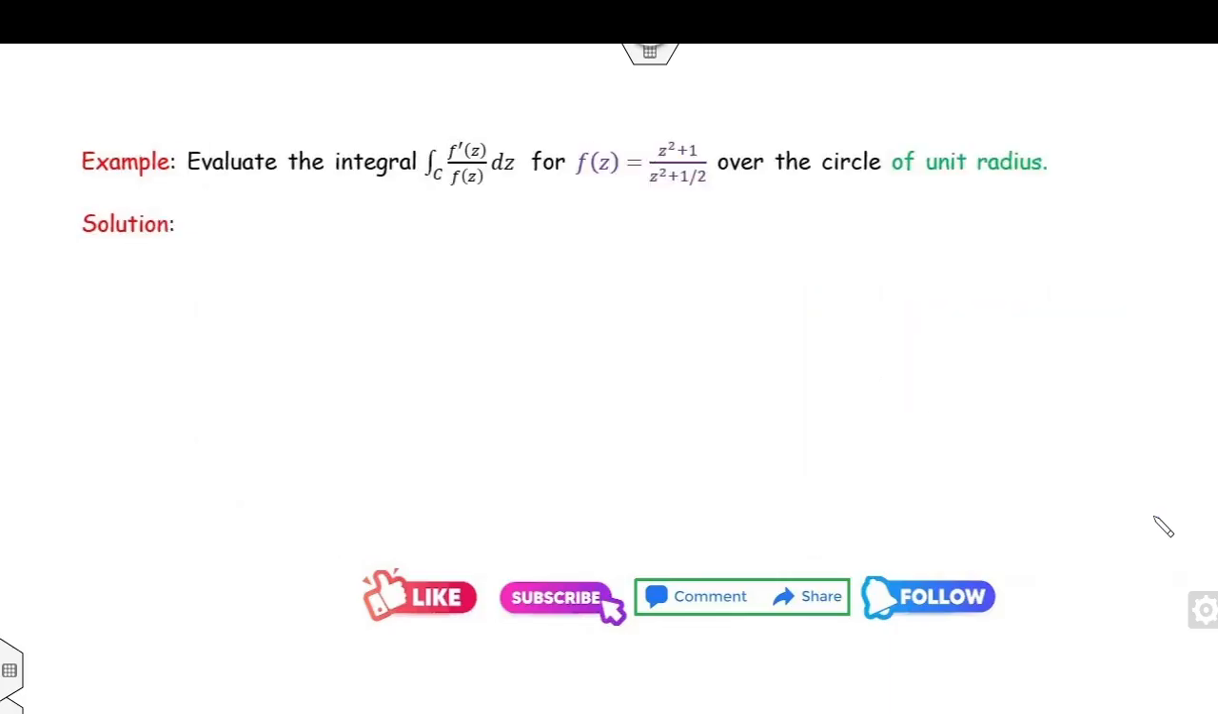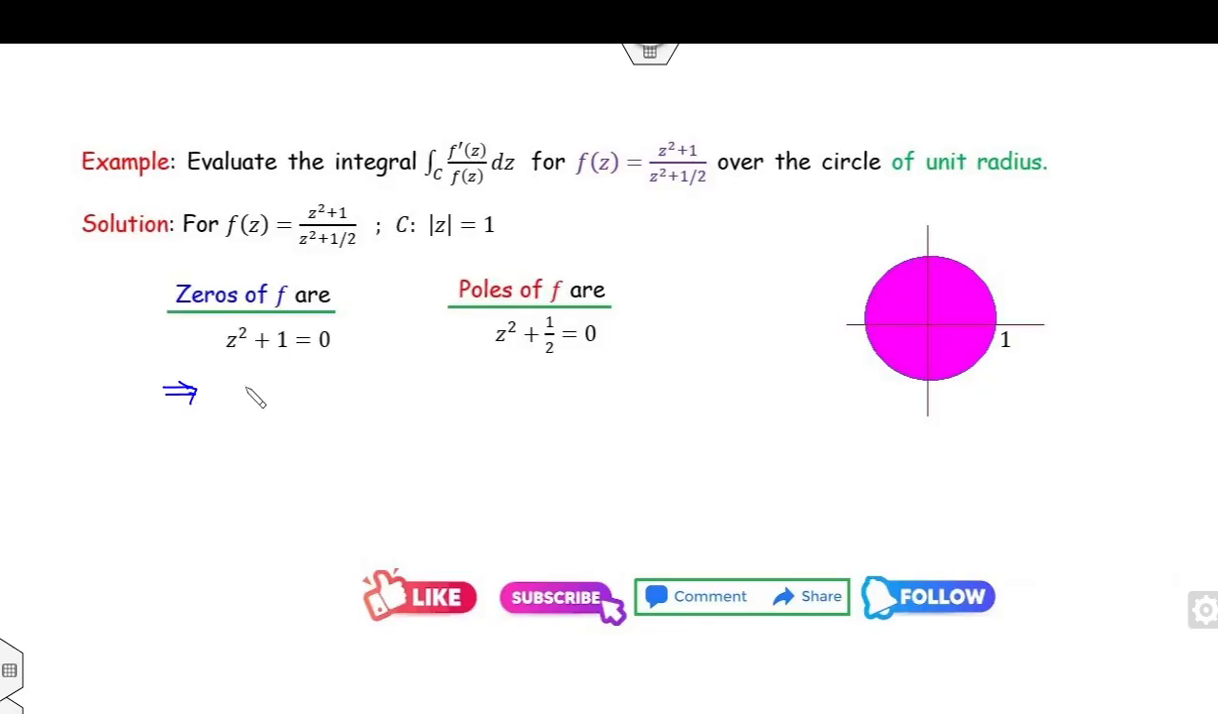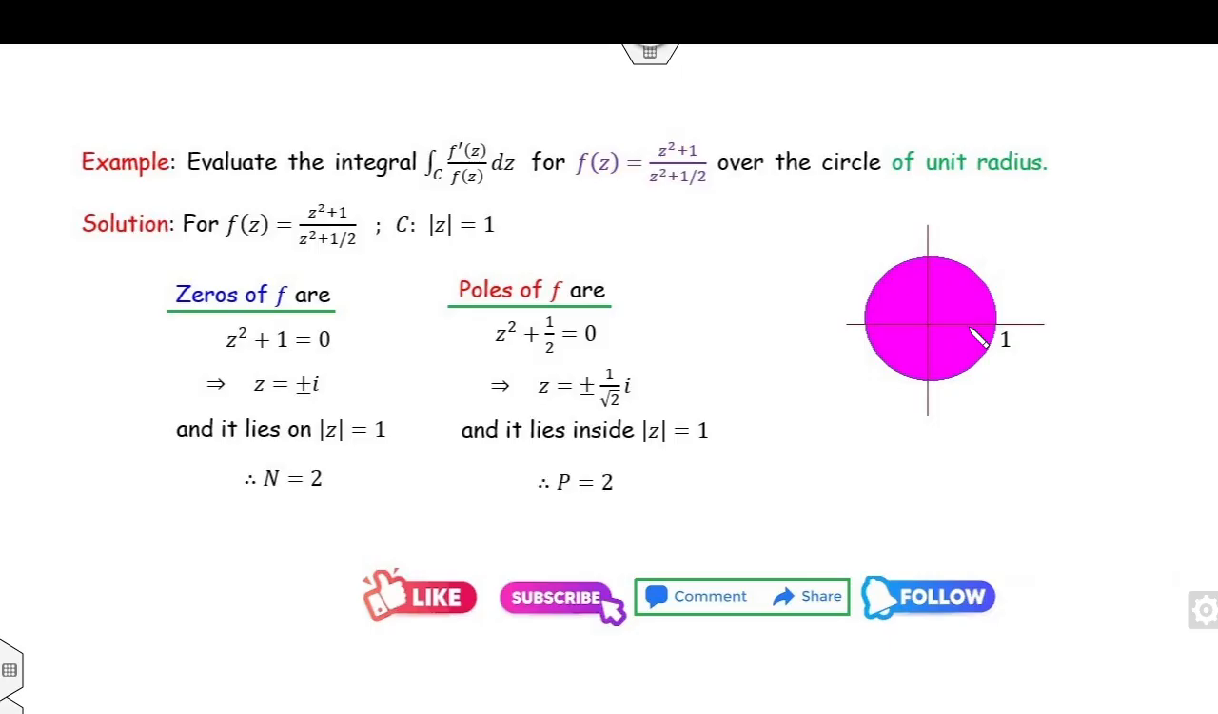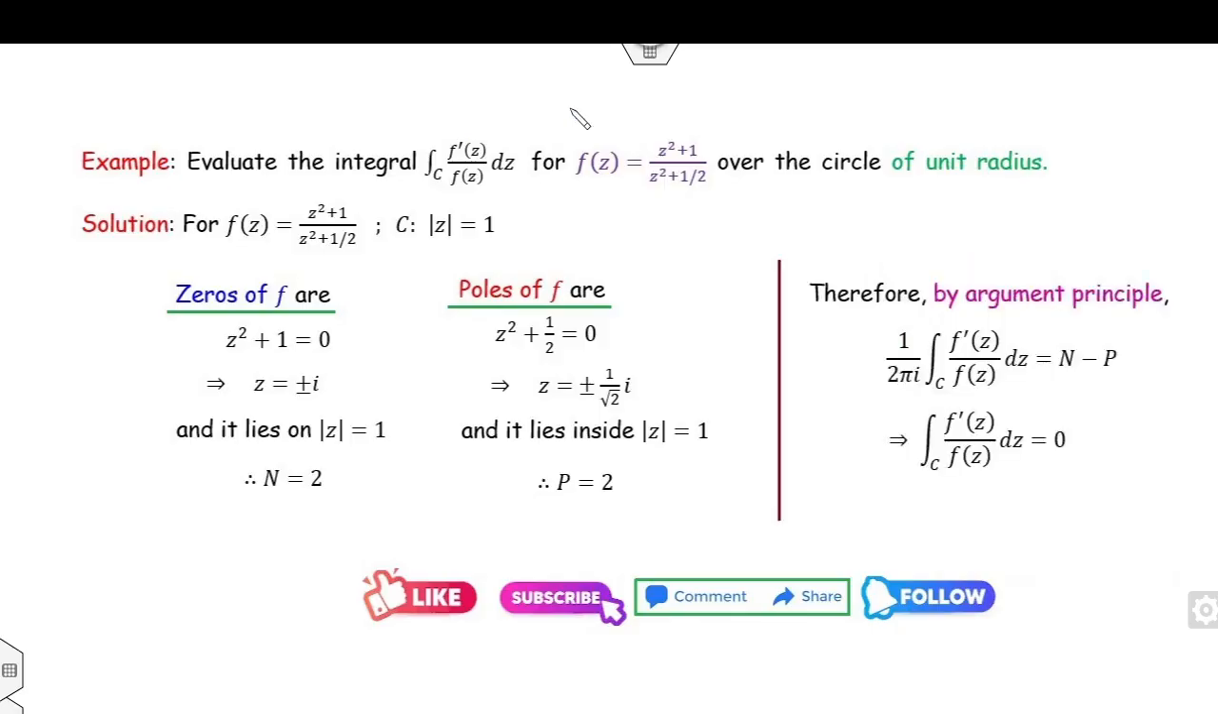Look at this another one. Again, evaluate the integral of f dash over f over the unit circle. Again, you can draw the circle, find the zeros, find the poles. What are the zeros? Plus minus iota, and plus minus iota lie inside the circle. Therefore the number of zeros is 2. Can you find the poles? Clearly the poles are plus minus iota divided by root 2, and the modulus of iota by root 2 lies inside the circle. Therefore the number of poles is also 2. So the right answer is, by the argument principle, n minus p, which is 2 minus 2, which is 0.